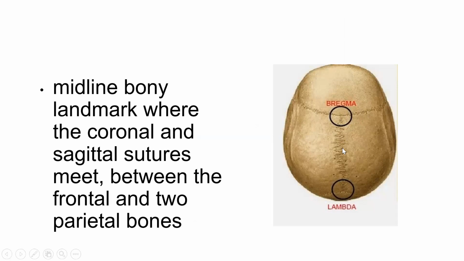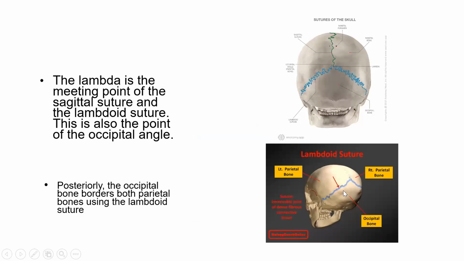So here I've seen the sagittal suture, this is the coronal suture, and this is the lambdoid suture. Where the sagittal suture and the coronal suture join each other, this point is referred to as the bregma. And where the sagittal suture and the lambdoid suture join, this point is known as the lambda. So the lambda is the meeting point of the sagittal suture and the lambdoid suture, and this is also the point of the occipital angle. This is an important point for you to know.